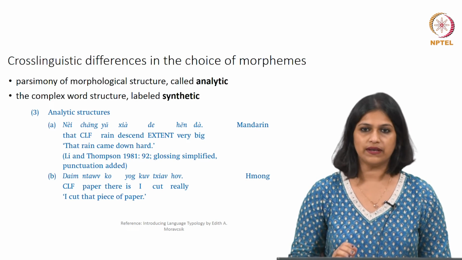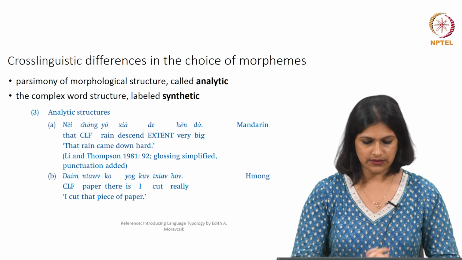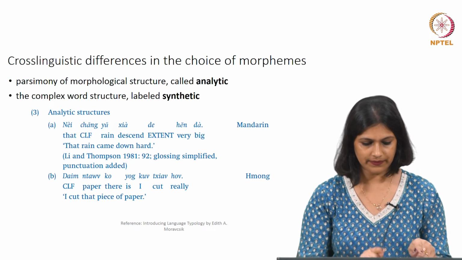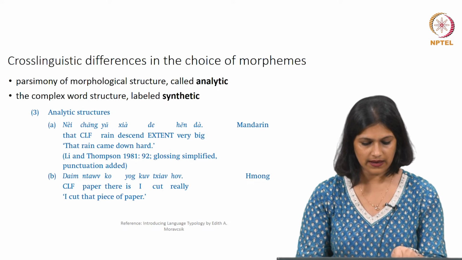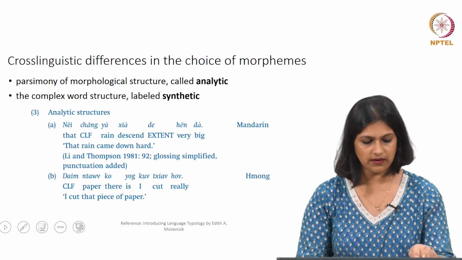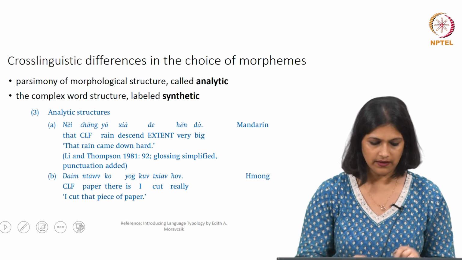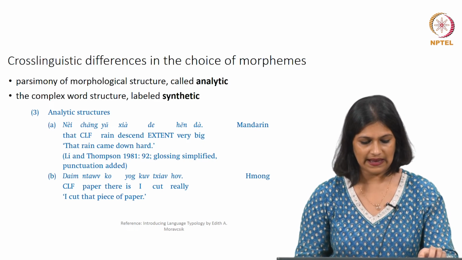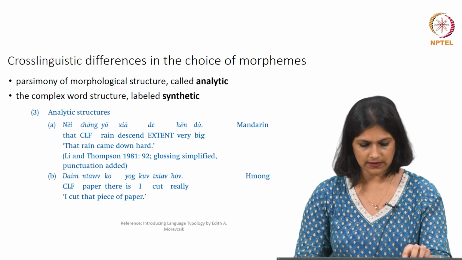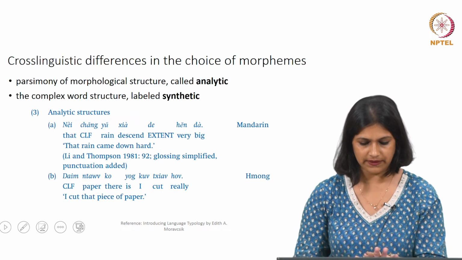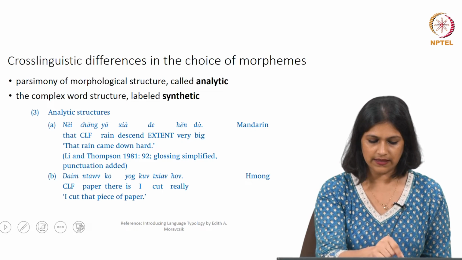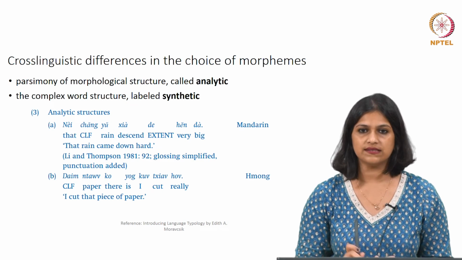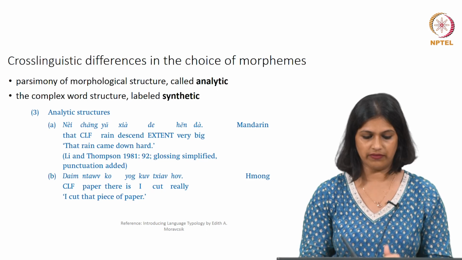So, now let us see some more data related to analytic languages. So, here if you look at Mandarin data, you will see that, that train came down hard. So, each of the words here has its English counterpart, and they are primarily monomorphemic. Nei, that is that, Chang, that is you, that is Zia, De, Hen, Da, all of them. And each unit in the first sentence has only one morpheme, and it also corresponds to only one set of information.